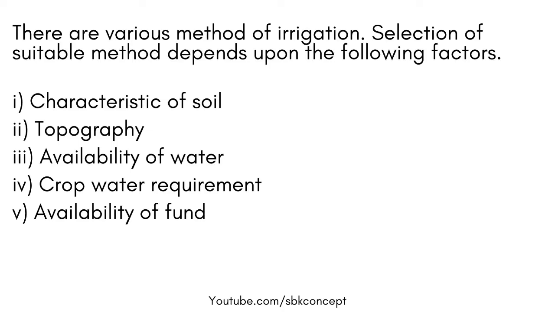Methods of irrigation. There are various methods of irrigation. Selection of suitable method depends upon the following factors: characteristic of soil, topography, availability of water, crop water requirement, availability of fund.